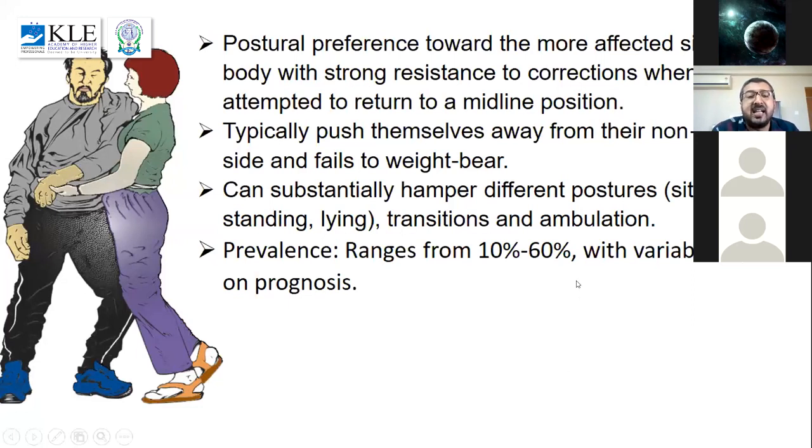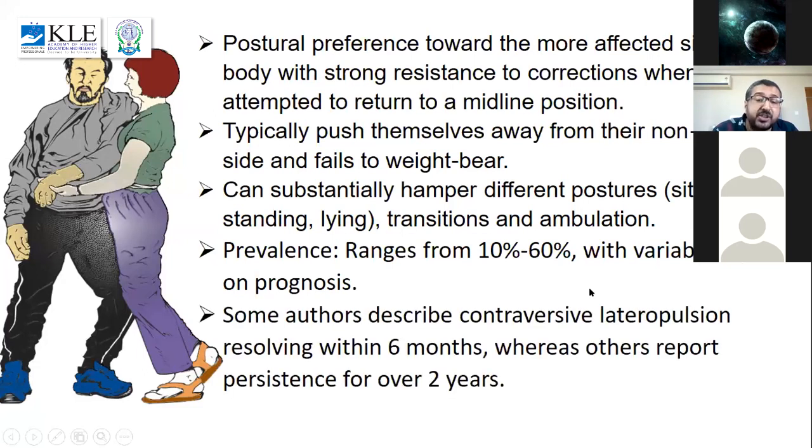It is not as common as other neurological manifestations, like, for example, hemi-neglect and other perceptual dysfunctions, which are common in right hemisphere lesions. And another important thing that you have to keep in mind is that some authors describe this issue as something that can resolve within 6 months, whereas others report that no, it doesn't resolve within 6 months. In fact, it goes much beyond that, even up to 2 years, or more than 2 years. So there are a lot of inconsistencies with regard to the prevalence or incidence component, as well as with regard to the prognosis part.